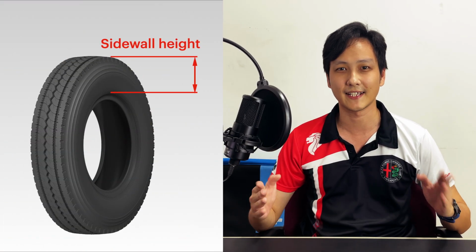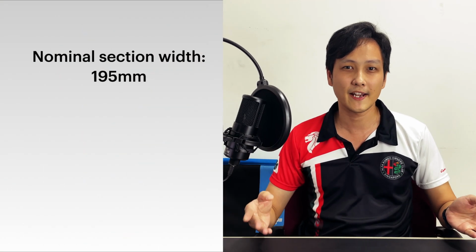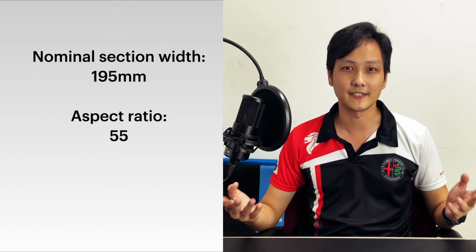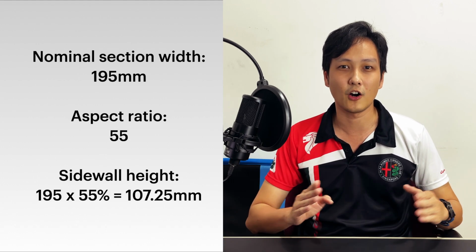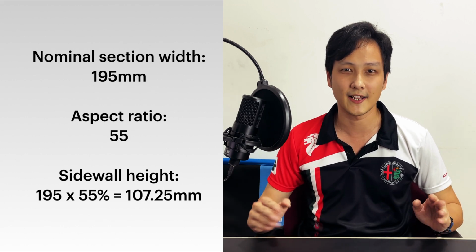The second number here is the aspect ratio, and this basically refers to the height of the tire sidewall. Now this number is a percentage and not an absolute measurement and is based on the nominal section width. So for example, a tire width of 195 mm with an aspect ratio of 55 means that the height of the sidewall is 55% of 195 mm, which works out to be approximately 107 mm.